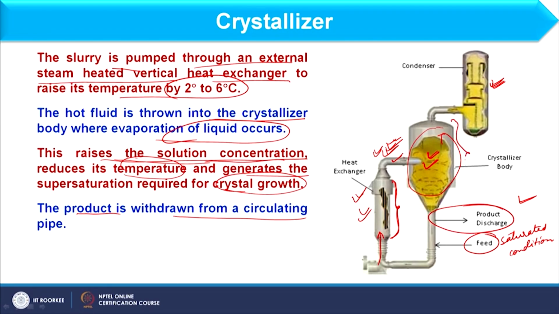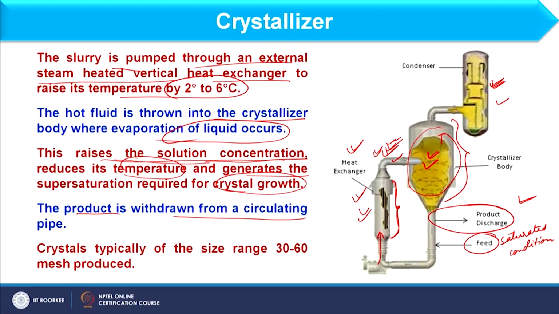So, this complete assembly is basically the crystallizer body. Here I am having the heat exchanger and here we have the condenser. The purpose of the condenser is: whenever evaporation takes place in the crystallizer body, vapor is generated and that vapor is condensed in the condenser. And when the vapor is condensed, at the same time vacuum is also generated, and so the temperature is reduced, right.